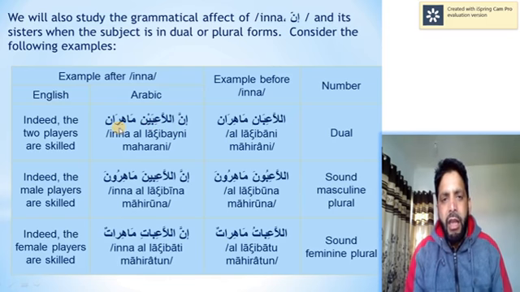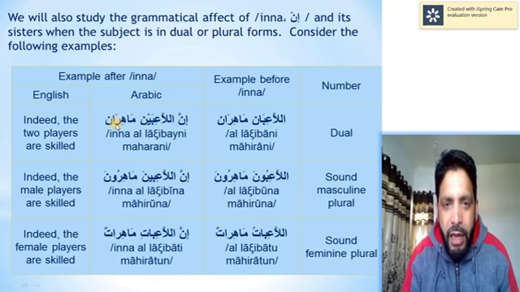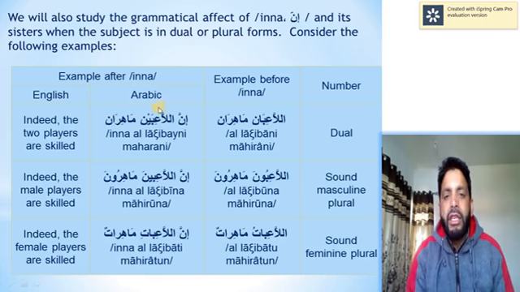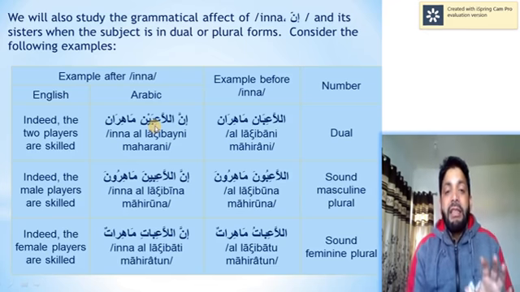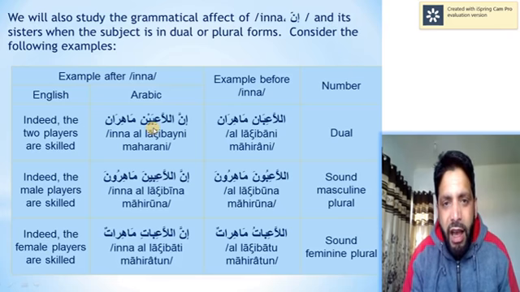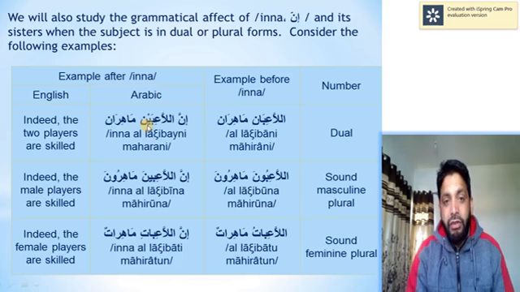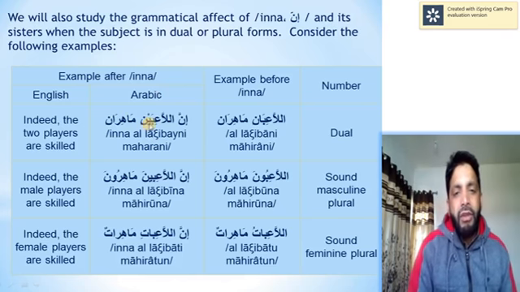Ismu inna. Mahiran is its khabar, its predicate. Now see, la'ibain is in accusative case, because the noun of an annular particle is in accusative case. Ismu inna is in accusative case. That's why we see la'ibain. This ya here represents nasb, accusation.